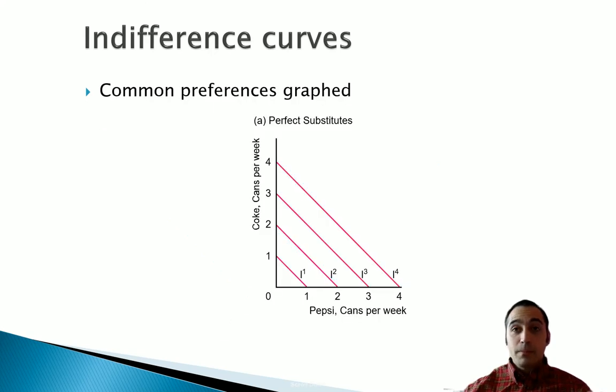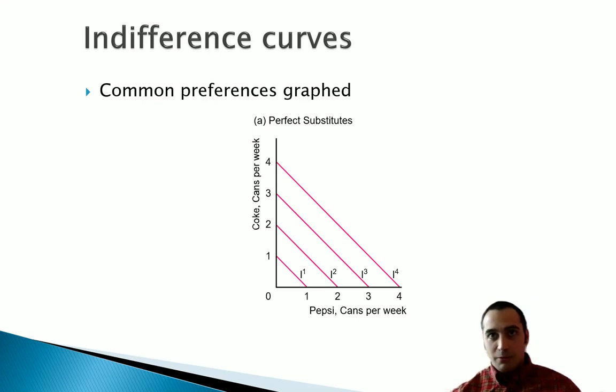So this, you hopefully noticed, suggests that Coke and Pepsi are substitutes. Do I care whether I have Coca-Cola or Pepsi-Cola? No. I just want to have cans of cola. I am indifferent between one can of Coke, one can of Pepsi, or half a can of each mixed together. Similarly, I'm indifferent between 2 cans of Coke, 2 cans of Pepsi, or 1 can of each.